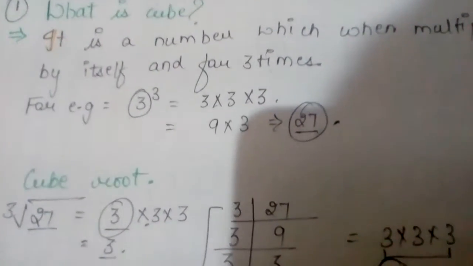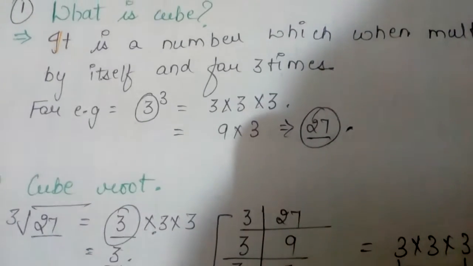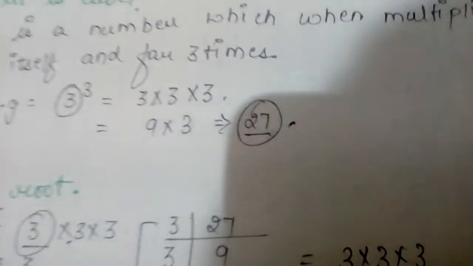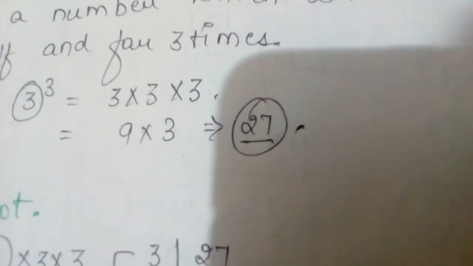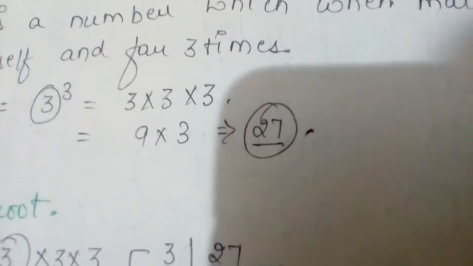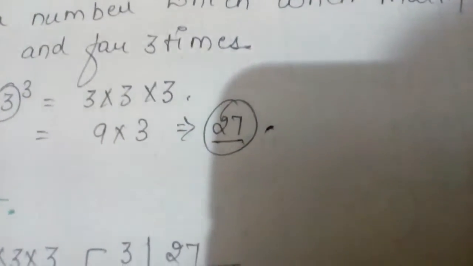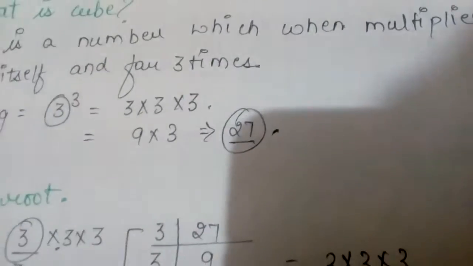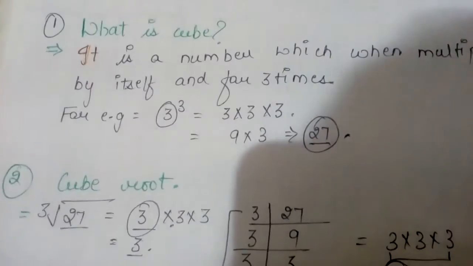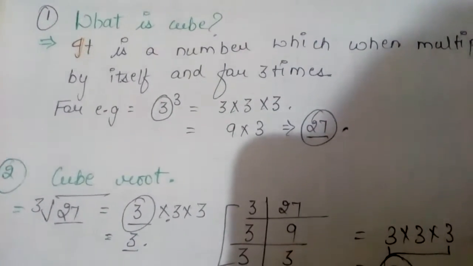For example, we take the number 3 and we have to find the cube of 3. So what do we do? Here you can see there is 3 which is multiplied by itself 3 times. 3 into 3 into 3 is equal to 27. So the cube of 3 is 27.